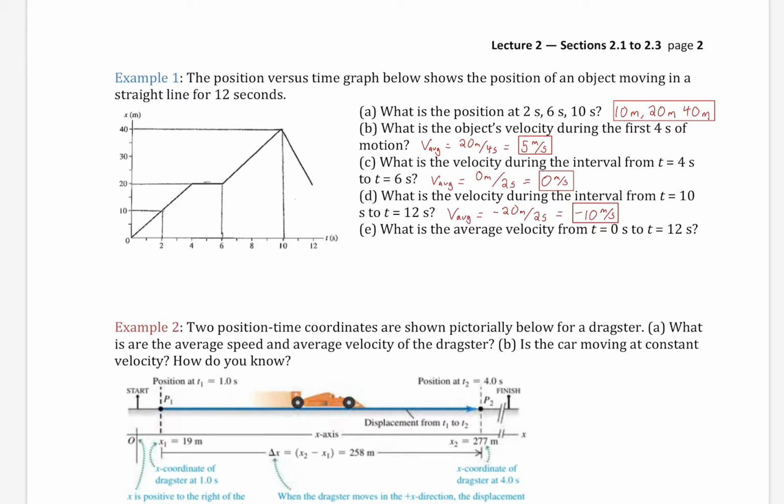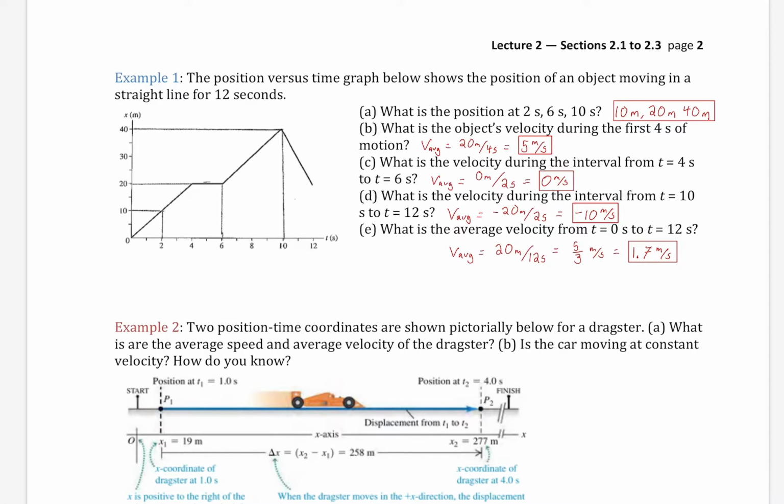For part D, what is the velocity during the time interval from 10 to 12? Well, now the displacement is negative 20, because displacements can be negative, unlike distances. Distances are always the absolute value of displacement, so they can only be positive. And here then, that means that we have an average velocity of negative 10 meters per second. It's very important to remember that velocity can be positive or negative. We'll talk about what that means in the next chapter. Hint, it means it's a vector, but we'll formally define that in the next chapter.